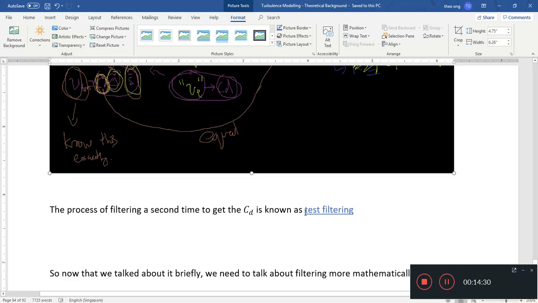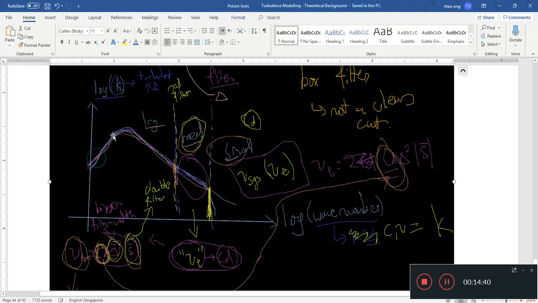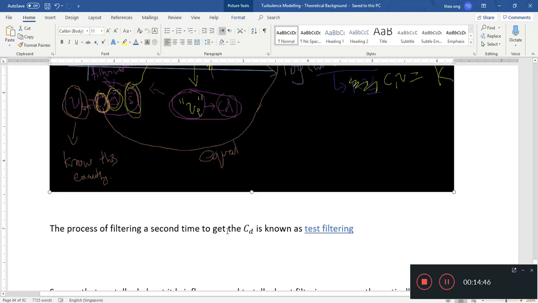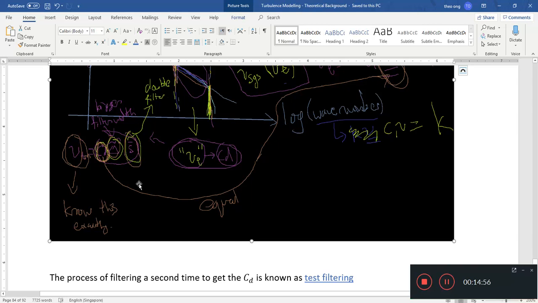So now that we talk about it conceptually, we've seen how filtering sort of cuts up this spectrum, and now we need to actually talk about filtering more mathematically so that we know how do we get this CD over here and what are the real equations being used here. It may not necessarily be what I'm pointing out here, but that helps to introduce you to the concept. Okay.